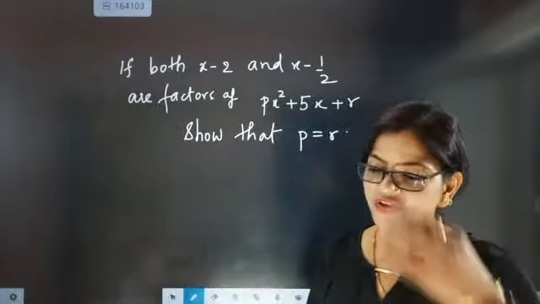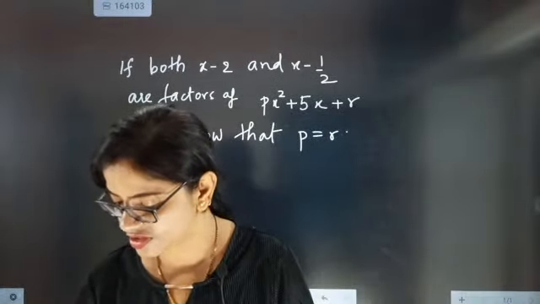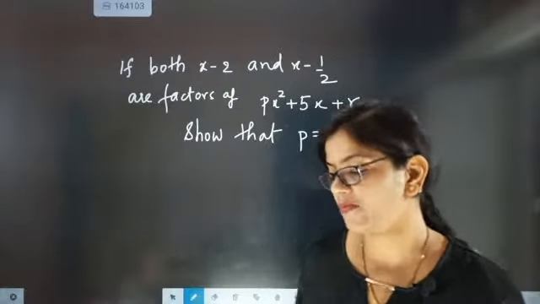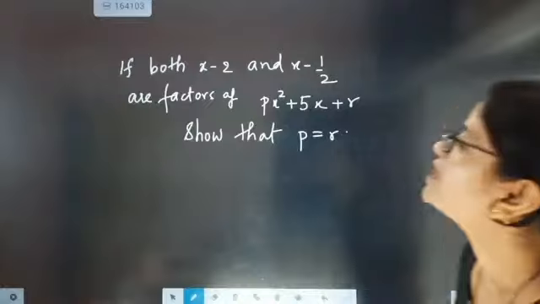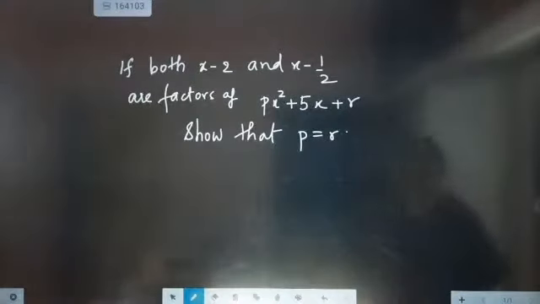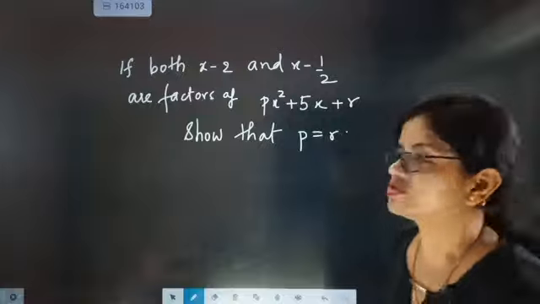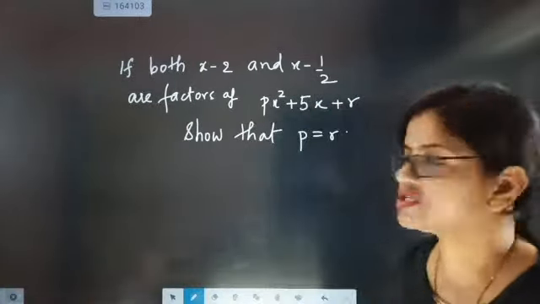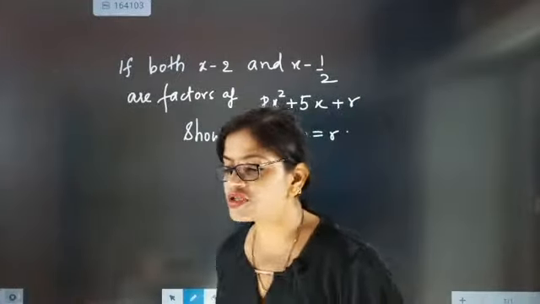Yes, this is a very typical type of question. When this type of question comes, it can be really problematic. So what is the question, beta? They are saying that if both x minus 2 and x minus 1 by 2 are factors of this, then a factor will 100% satisfy the equation and make it equal to 0. So this is your first priority.